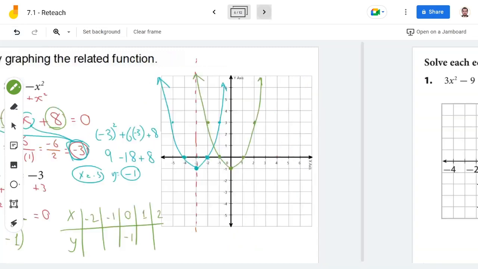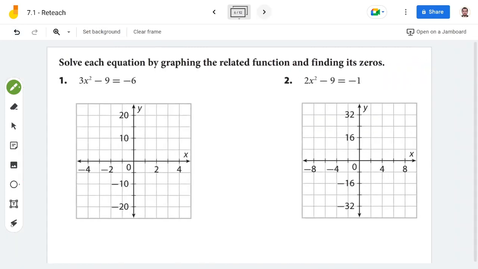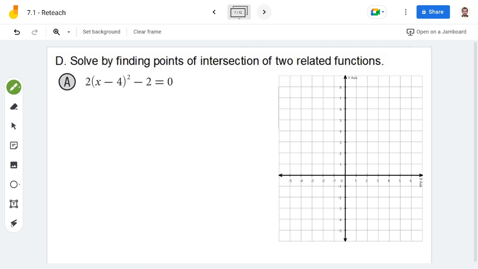Okay, clear. Now, here there are two different questions. Try to solve them by yourself, and if you need any help, contact me. Now, let's go here. Solve by finding points of intersection of two related functions. Read the question again. Solve by finding points of intersection of two related functions.